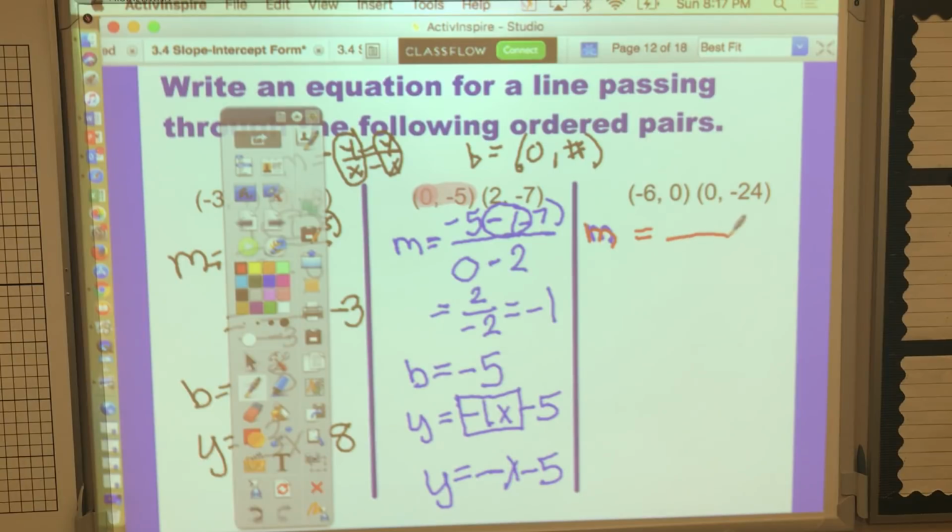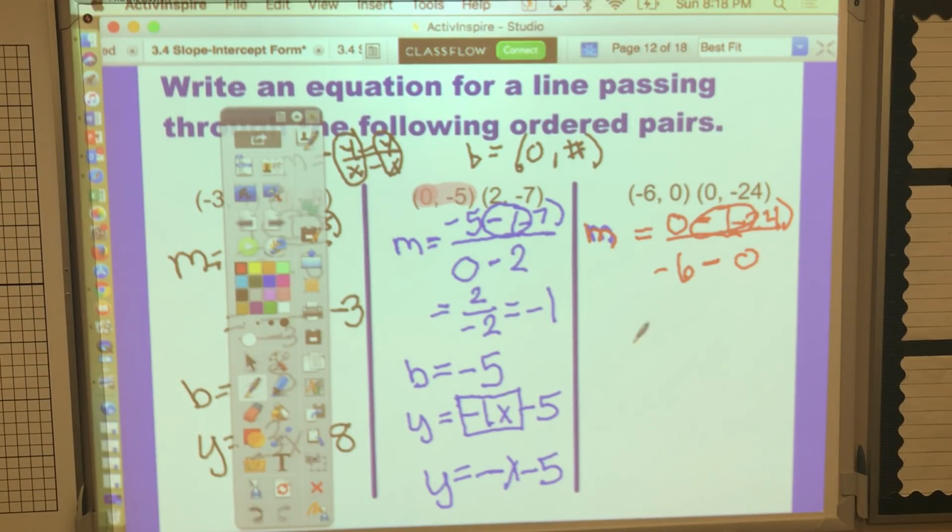So my first ordered pair, my y term is 0. My x term is negative 6. Slope's always subtraction. Okay, slope, subtraction, s and s. Second ordered pair, y term is negative 24. And my x term is 0.